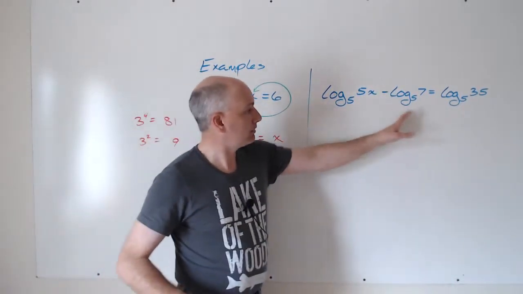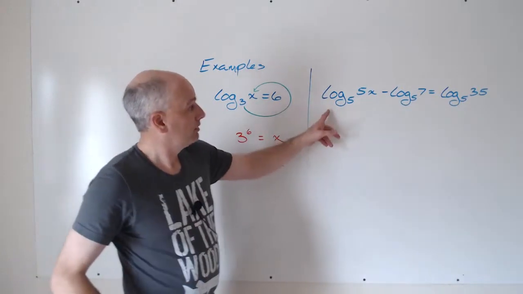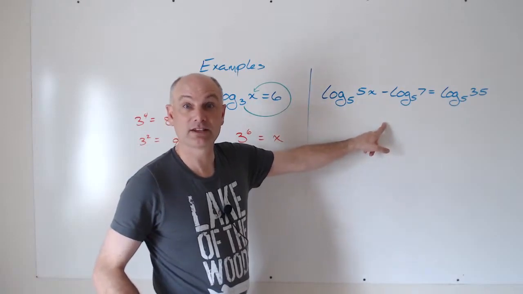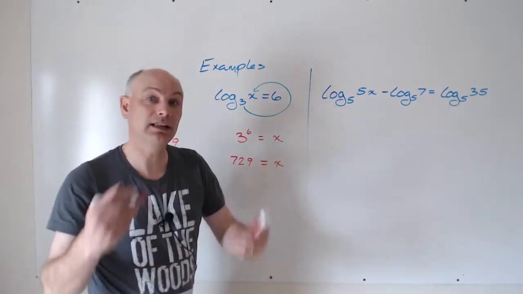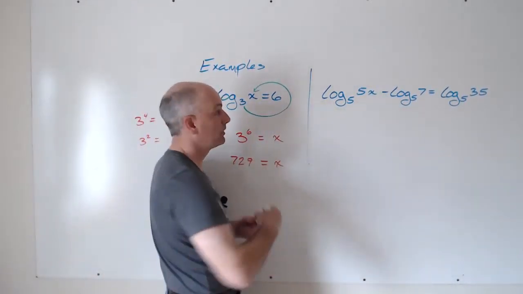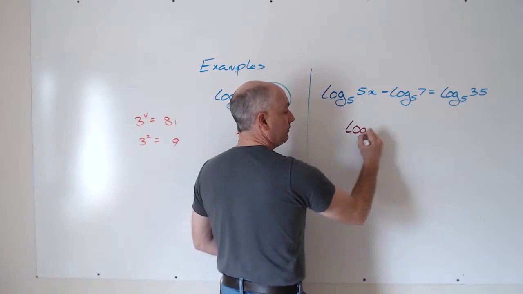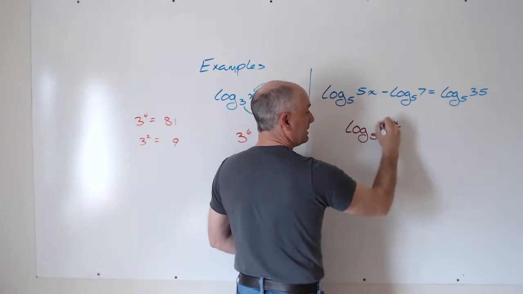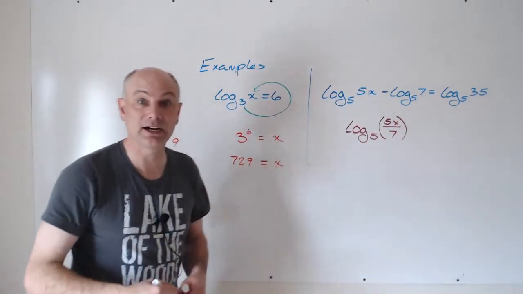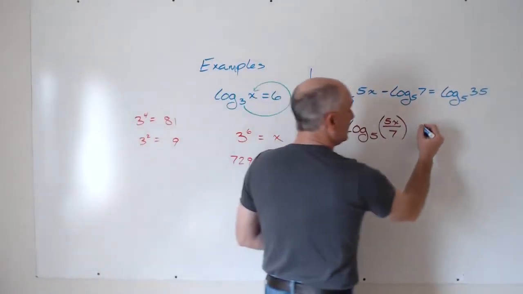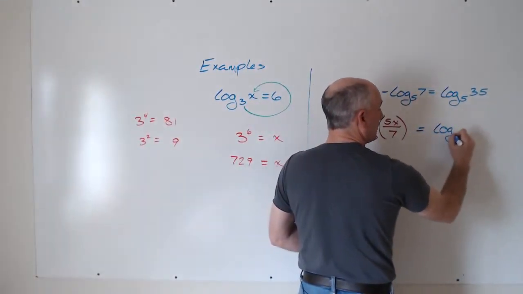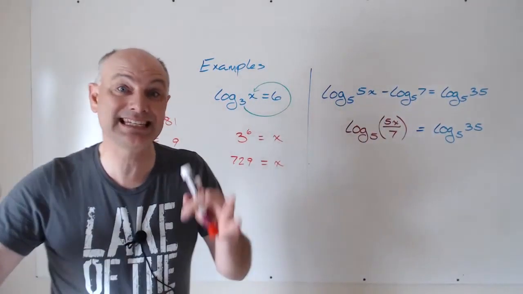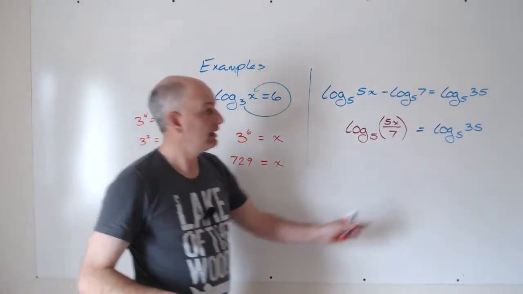In this particular case, you'll notice we've got a subtraction in between two logarithms that have the same base. Well, that's the logarithm of a quotient. That would allow me on this particular problem to write it as a single logarithm, base 5, of 5x divided by 7. Again, I'm taking the logarithm of that entire piece, but now notice that that's equal to log base 5 of 35. Now notice that everything is the same here on the left side and the right side.